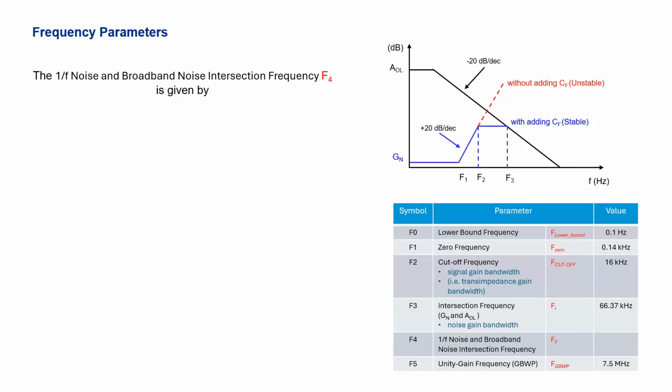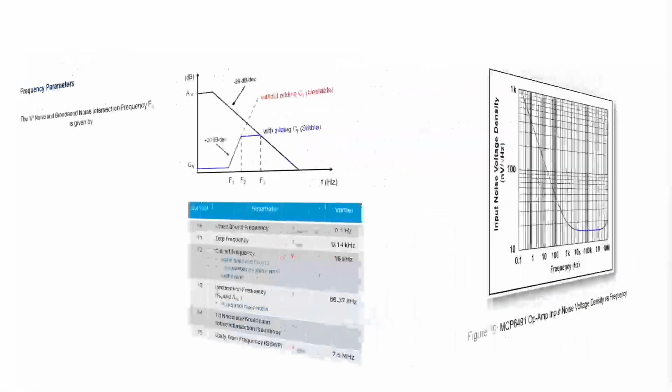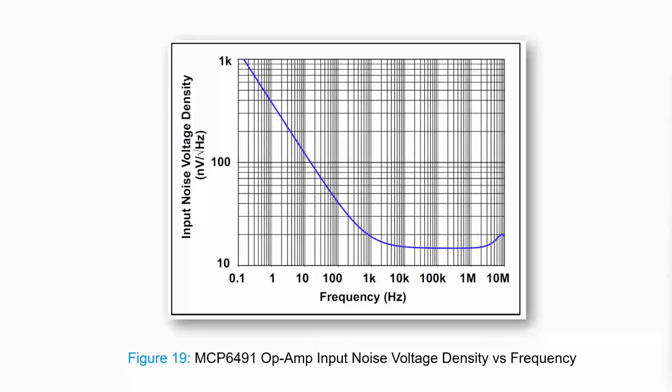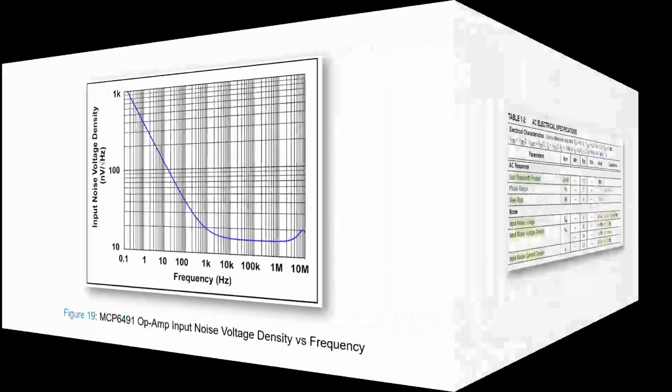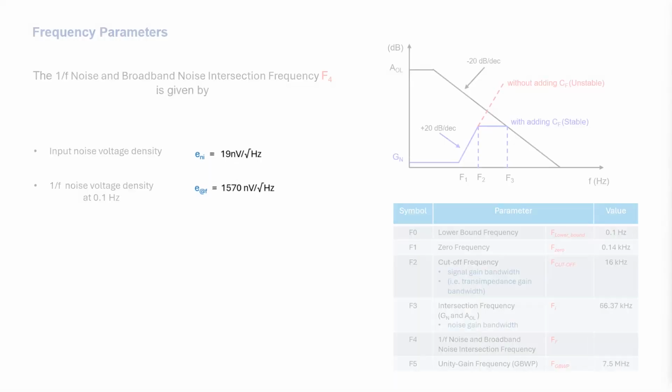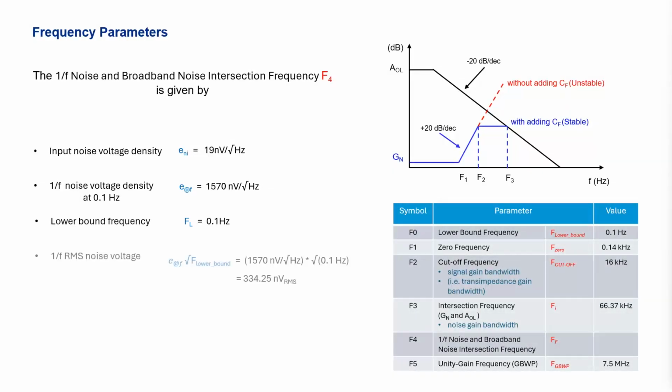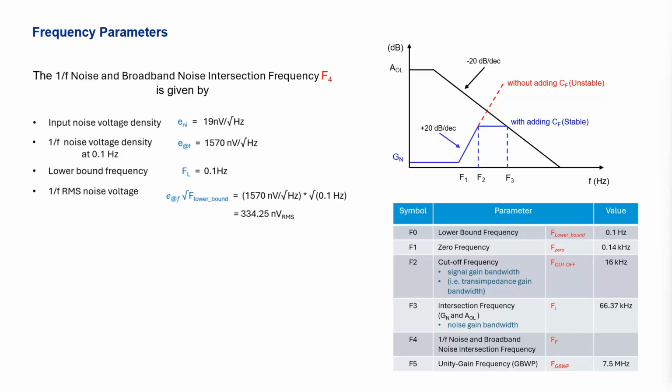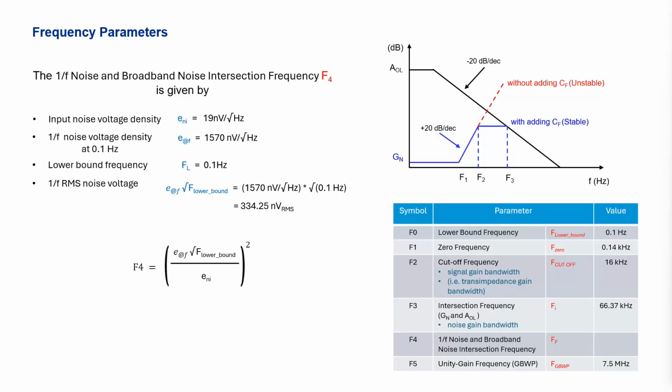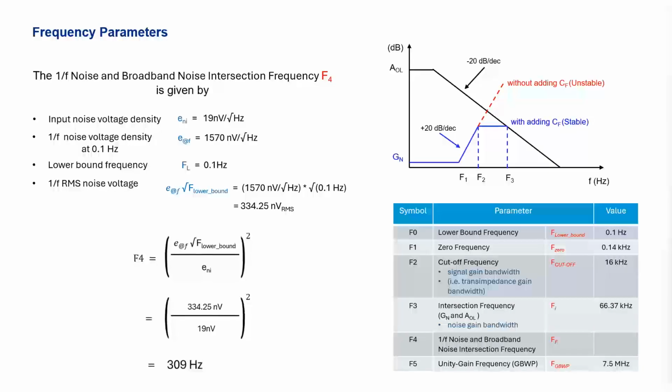Now, to complete this table, we need to get the 1 over F noise and the broadband noise intersection frequency. To do that, we need to get some values from the datasheet of the op-amp, such as the 1 over F input noise voltage density, the lower end frequency, and the input noise voltage density. Then we plug in the values, solve the equation, and we get the frequency parameter for F4. Now, we need to calculate all the parameters before we begin with the noise analysis.